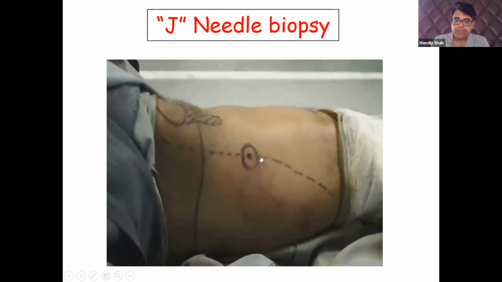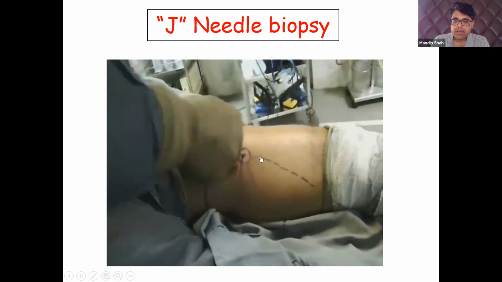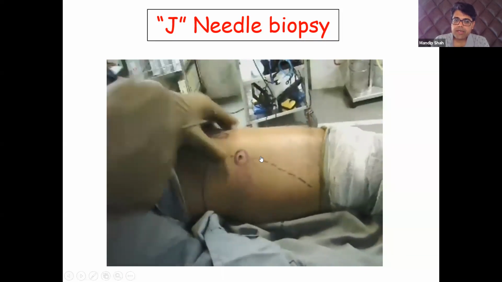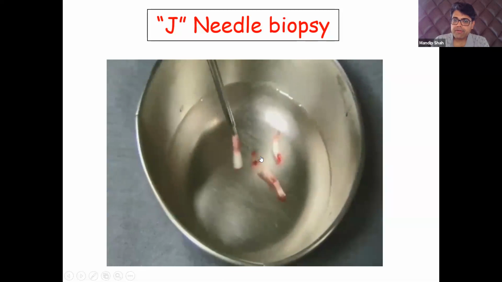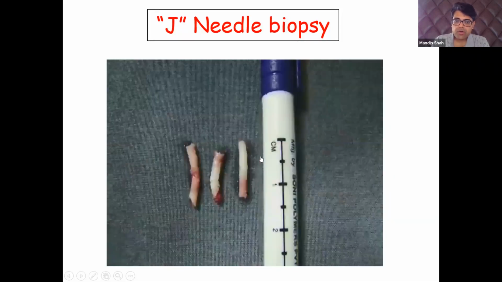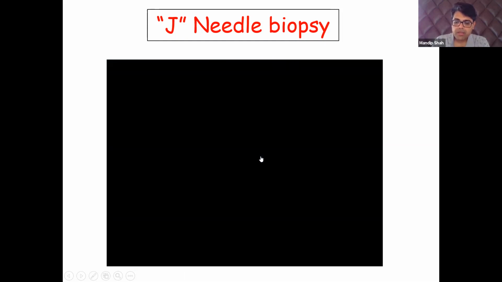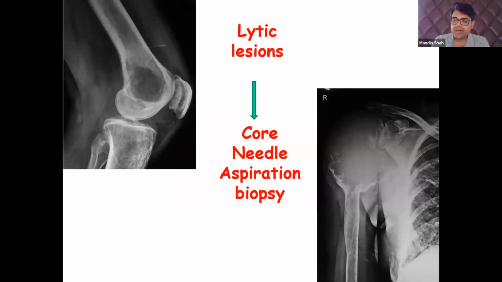Then you take it out with the help of a stellate. You can take out this core. Now you can move your needle in multiple directions, in 2 or 3 different directions, and take out this kind of cores. So this is what you get. So this is enough for your pathologist to make a good diagnosis. But then there are lesions like this, which are lytic lesions.